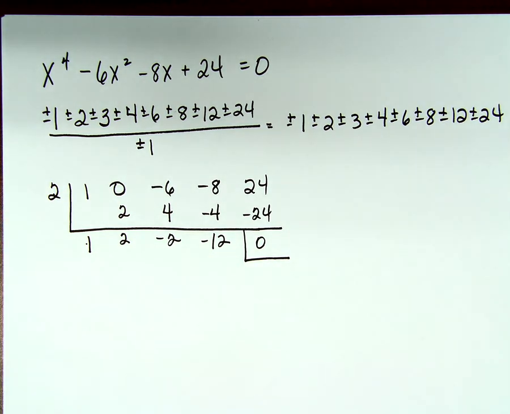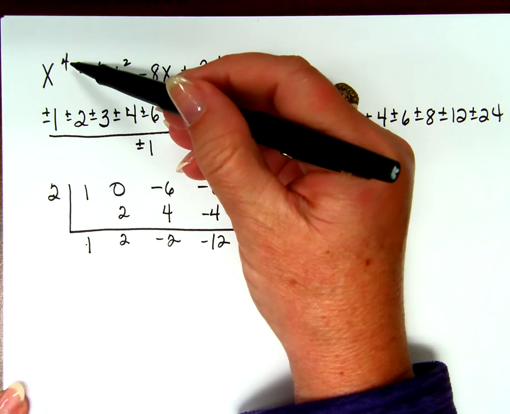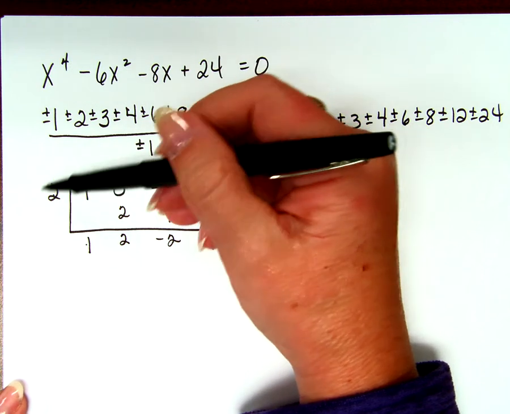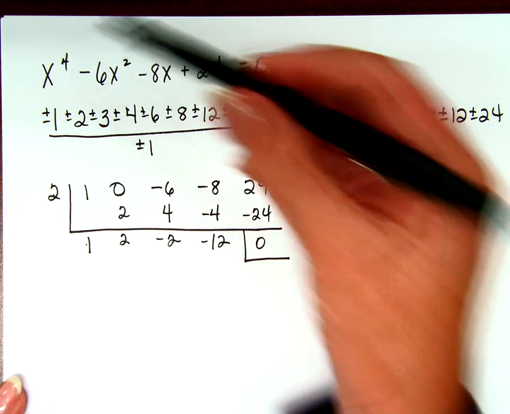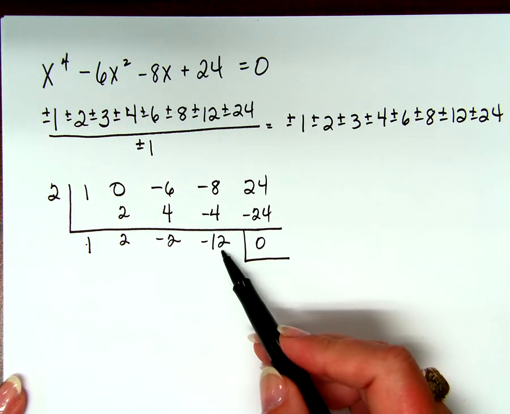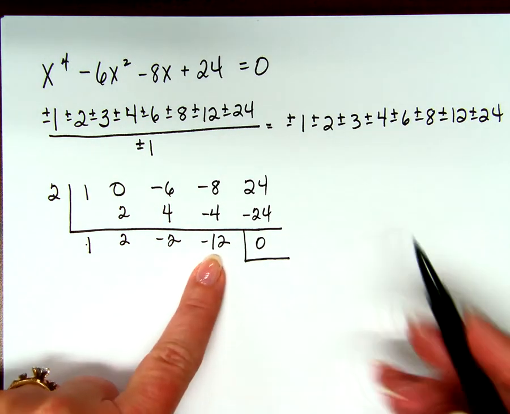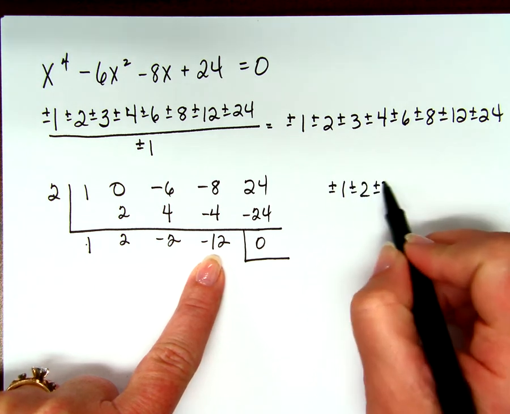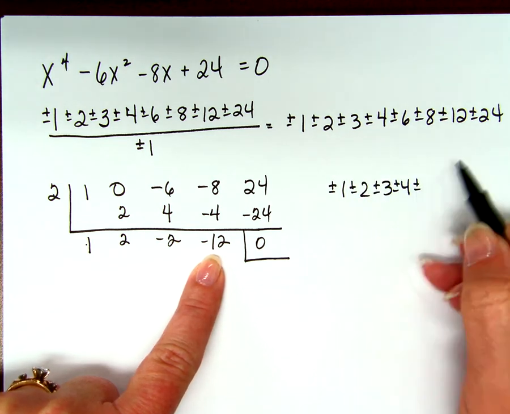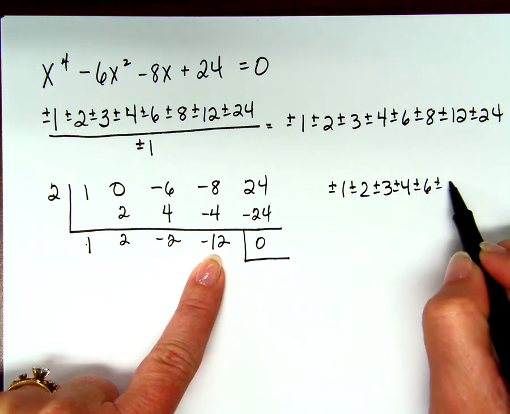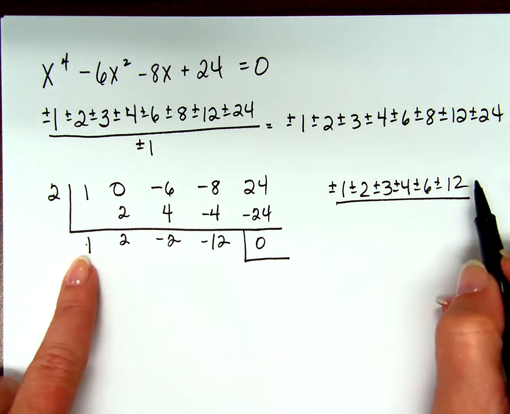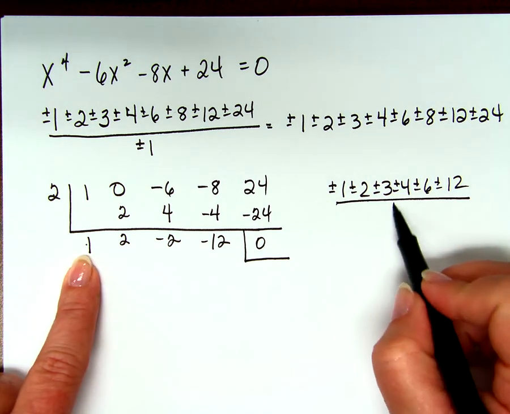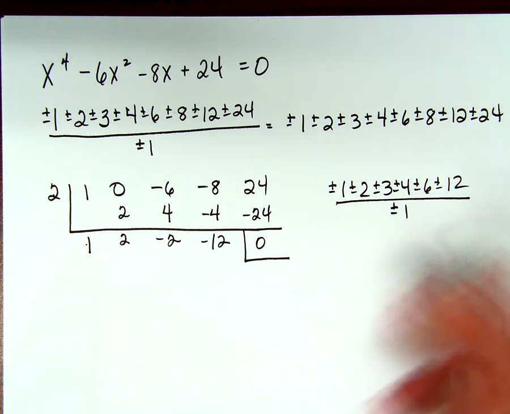Now I'm trying to find 3 more. I've already got 1 right here. I need 3 more, right? So I kind of got to start over. What are all the factors of 12, divided by the factors of 1? Well, it's just going to be everything in the numerator, right?